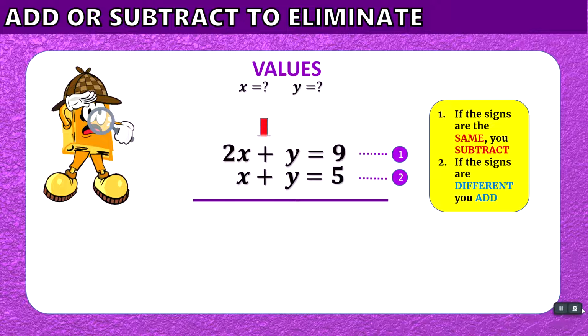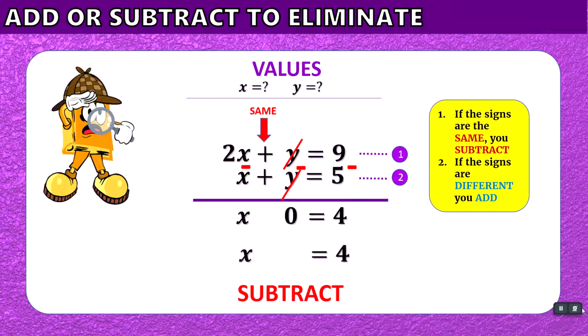And so let's look at the signs. The y's both have plus signs in front of them. They are the same. And so we will subtract. Y take away y leaves us with nothing. And because we subtracted the y's, we have to subtract every other part of the equation. And so 2x minus x gives us x. And 9 take away 5 gives us 4. We've applied the same subtraction throughout the equations. And so x is equal to 4.